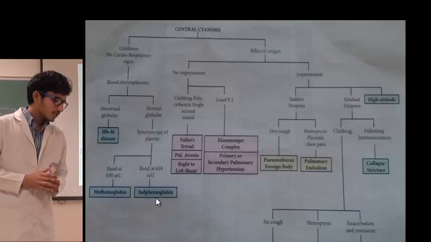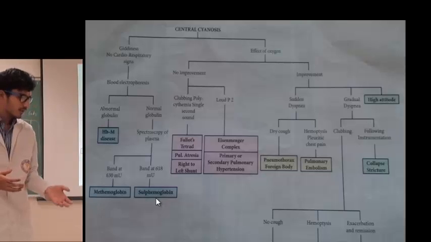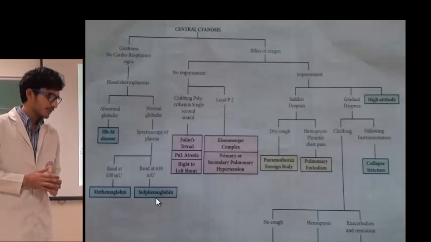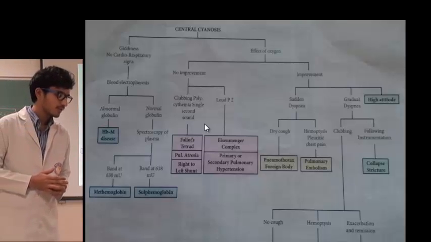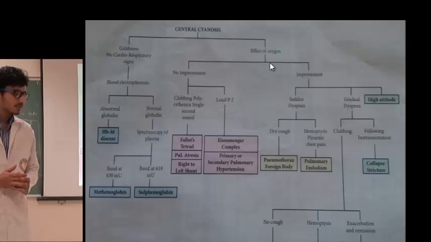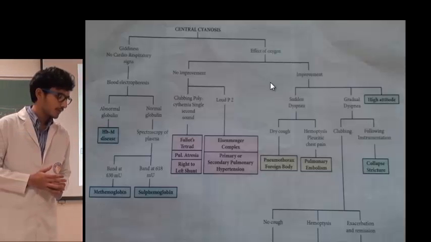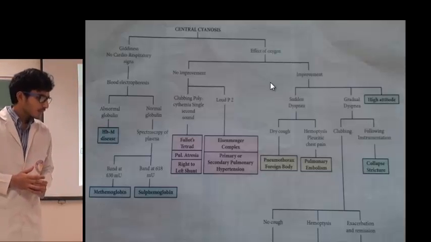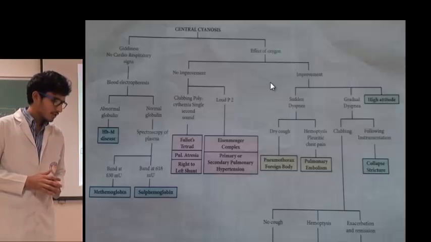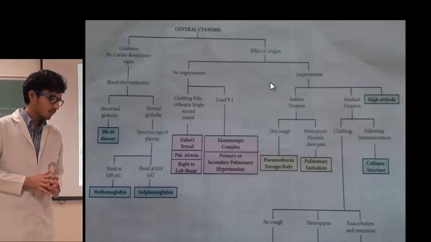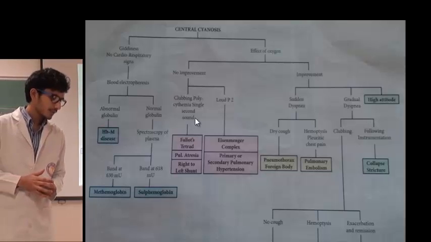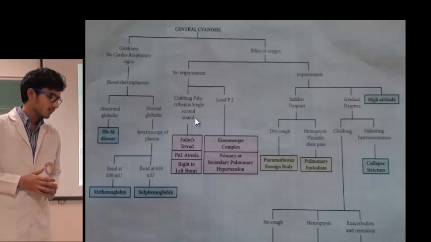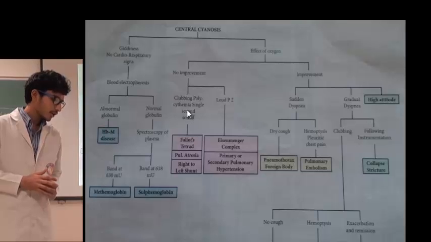Then, if a patient of central cyanosis is found with cardiorespiratory signs, we can check the effect of oxygen on the patient. If there is no improvement, the symptom is more precisely due to an abnormality in the heart. If the patient shows no improvement with oxygen, and clubbing is present and a single second sound is present, it can be due to Fallot's tetralogy, pulmonary atresia, or a right to left shunt.